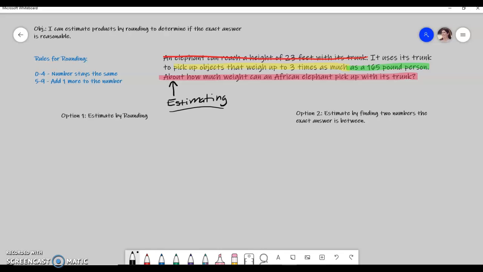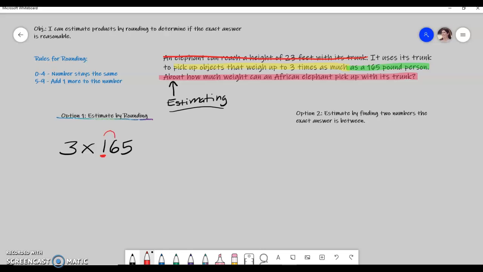For this lesson, we have two options. Option 1 is estimate by rounding. We know that we're going to have 3 times as much as a 165-pound person. So 3 times 165. That's our original problem. But they don't want us to use that. They want us to estimate by rounding. Now, my rule is, if it goes to the hundreds place, then I round to that hundreds place. If it only goes to the tens place, then I round to the tens place. If it goes to the thousands place, I round to the thousands place. That's just my own suggestion when it comes to estimating by rounding. So I'm going to round to the hundreds place in this case.